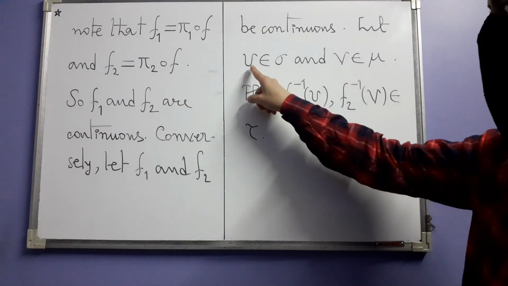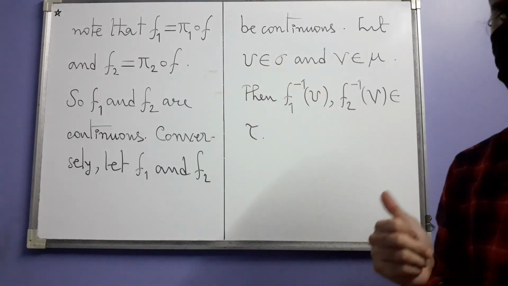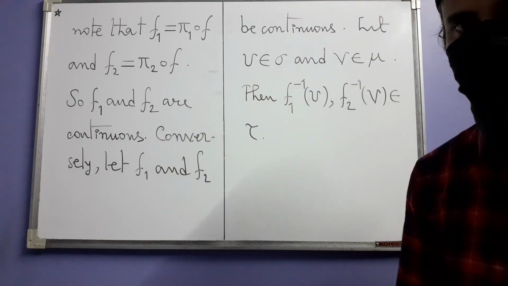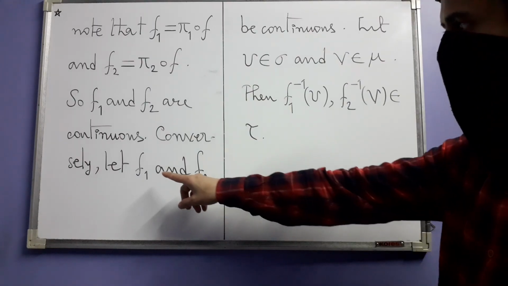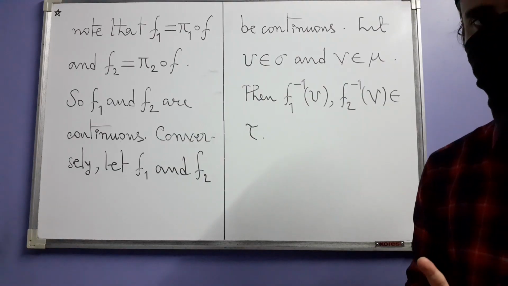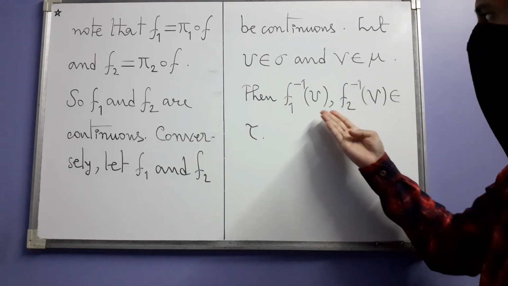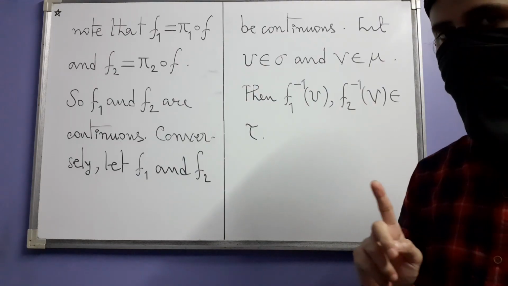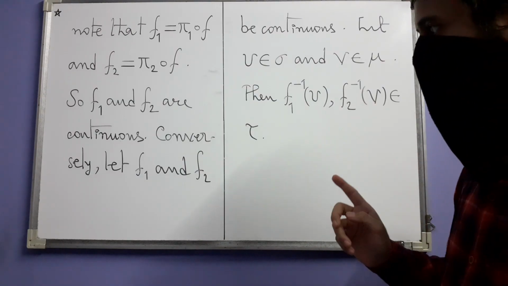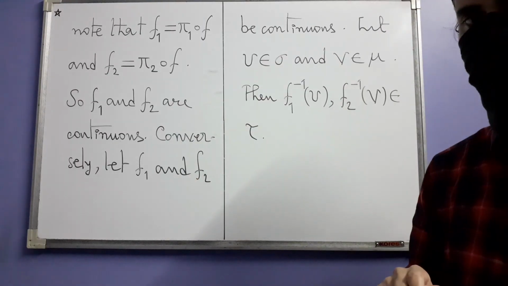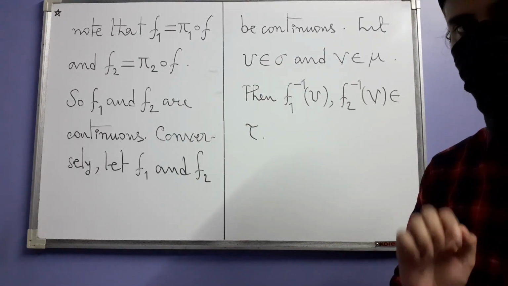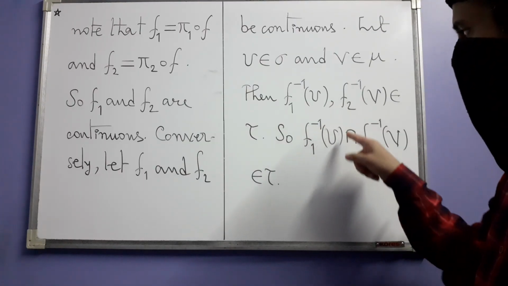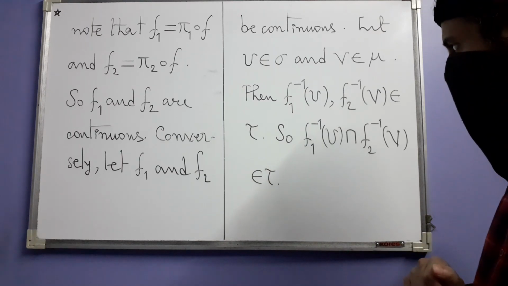Now we take an open set U in X and an open set V in Y. That means U comes from sigma and V comes from mu, the respective topologies. Now the hypothesis that f1 and f2 are continuous gives us this, that f1 inverse of U and f2 inverse of V are both open in A, because recall that A is the common domain of f1 and f2. So both of them will belong to the topology on A, that means tau. And that is why their intersection will also belong to tau.